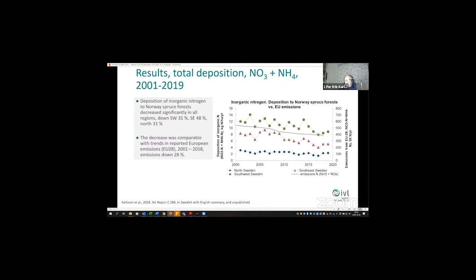So this is the sum emission of nitrogen from these countries. So we can see that the trend is a significant decline in the total deposition of inorganic nitrogen over this almost 20-year period, and the decline is in line with the reduced emissions from Europe. So we think that this is quite nice.